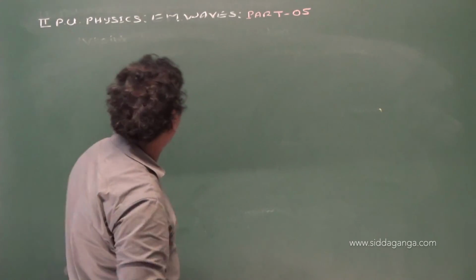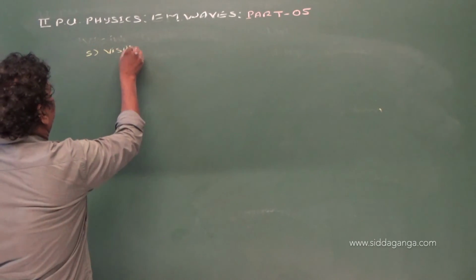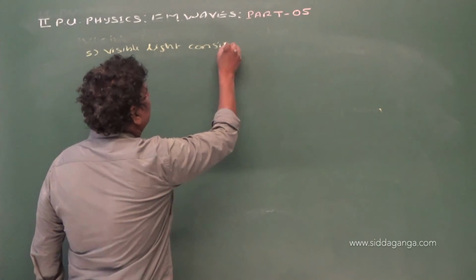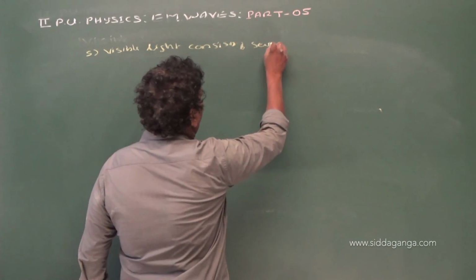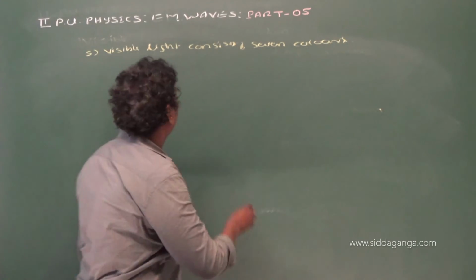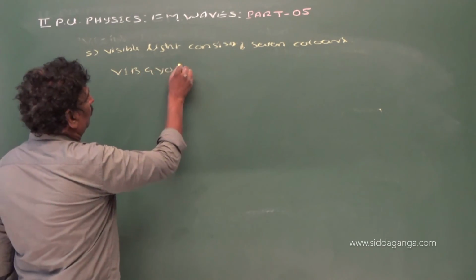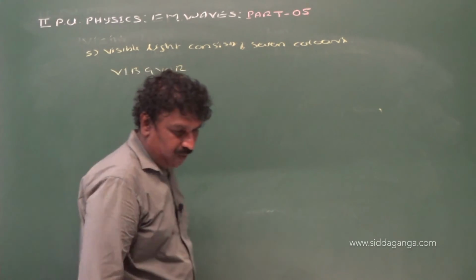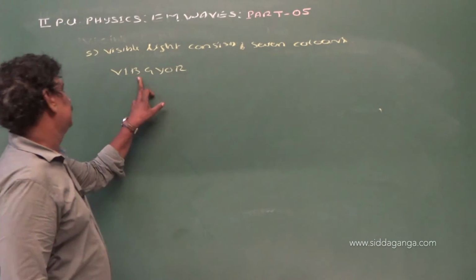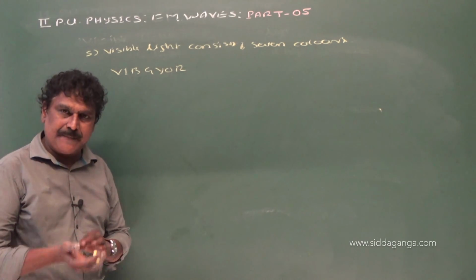Now, fifth one, visible light consists of 7 colors, that is VIBGYOR: violet, indigo, blue, green, yellow, orange and red.